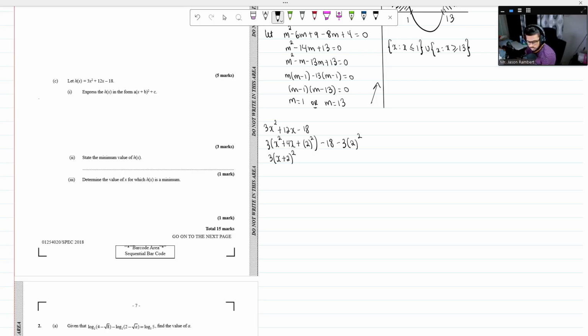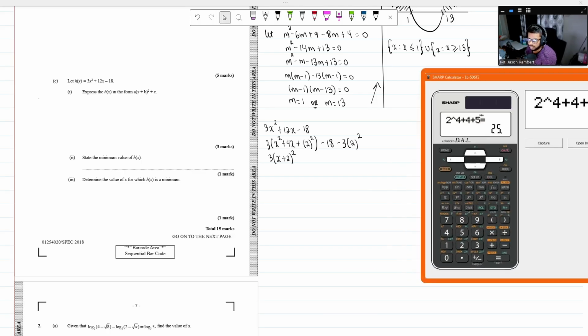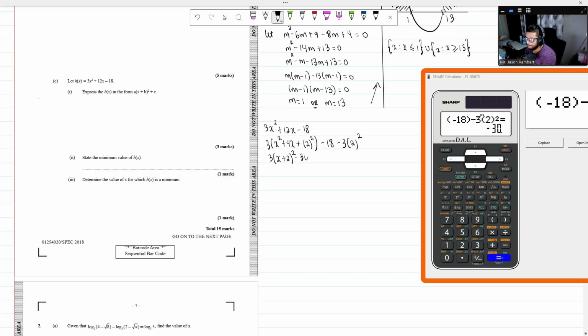Whichever way you want to, organize yourself. Minus 18 minus 3 into 2 squared. I get minus 30. But your statement is of the form a into x plus b squared plus c, where a is 3, b is 2, and c is negative 30.